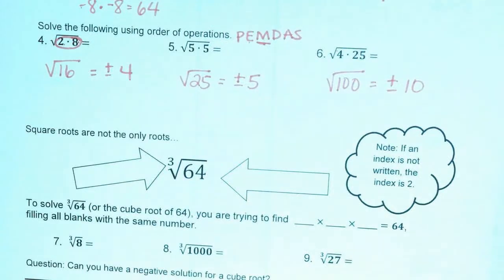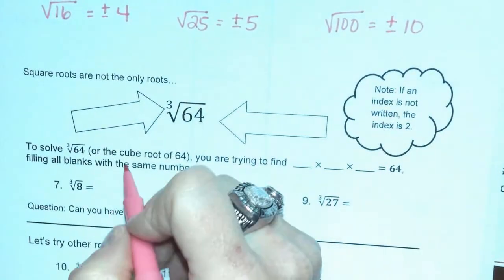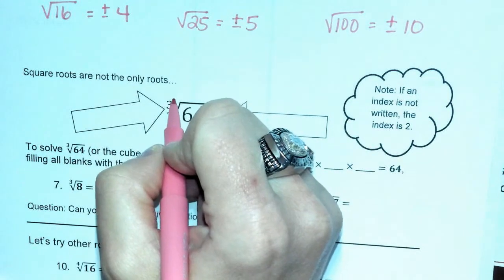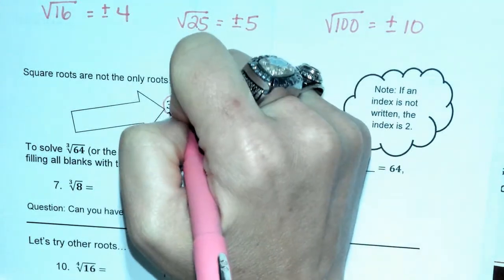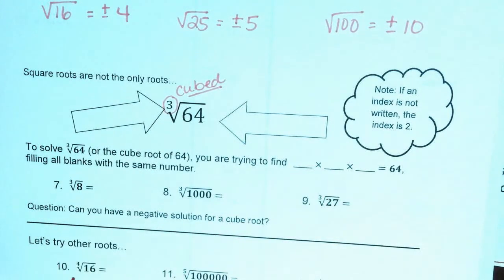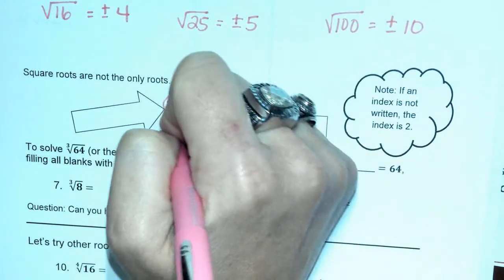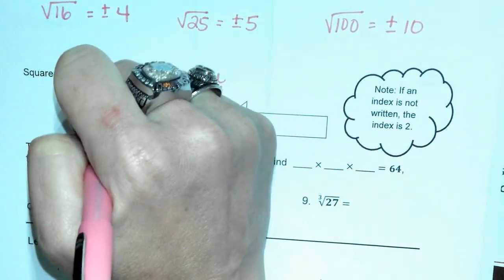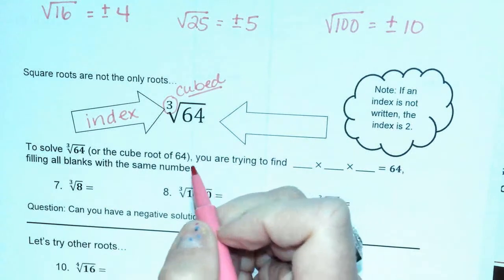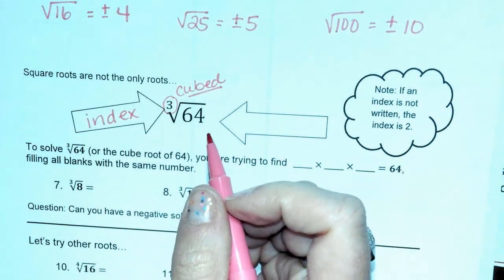Okay? So look down here. It says square roots are not the only roots. Sometimes you might have third roots. We call these cubed roots. Cubed root. If you look down here at the bottom, number 10 is a fourth root, 11 is a fifth root, and 12 is a fourth root. So this number that's in the root is called an index. That's the math term, the little number that tells us what root it is.